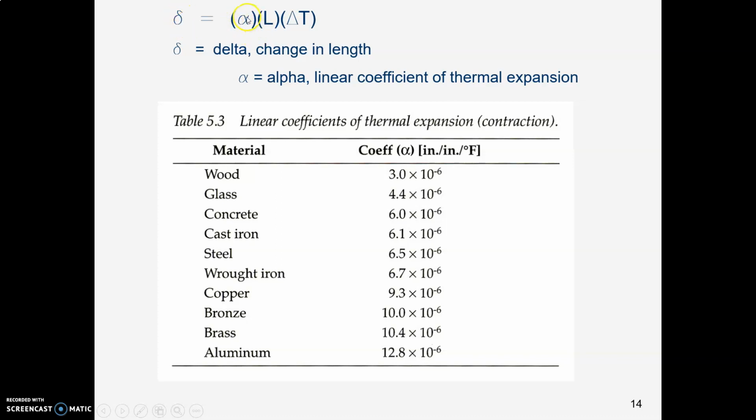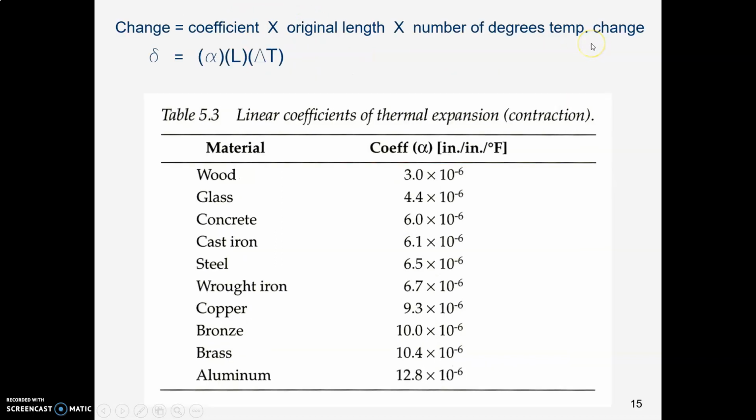equals the coefficient of expansion, and that's a Greek letter alpha. See how it kind of looks like a lowercase a? So that's the coefficient of expansion. These are all the coefficients. So you find the one you want to use and you plug it in there. There's the length and there's the change in temperature, delta T. So the coefficient out of that table, the original length you're starting with, and the change in temperature in degrees Fahrenheit if you're using this chart.